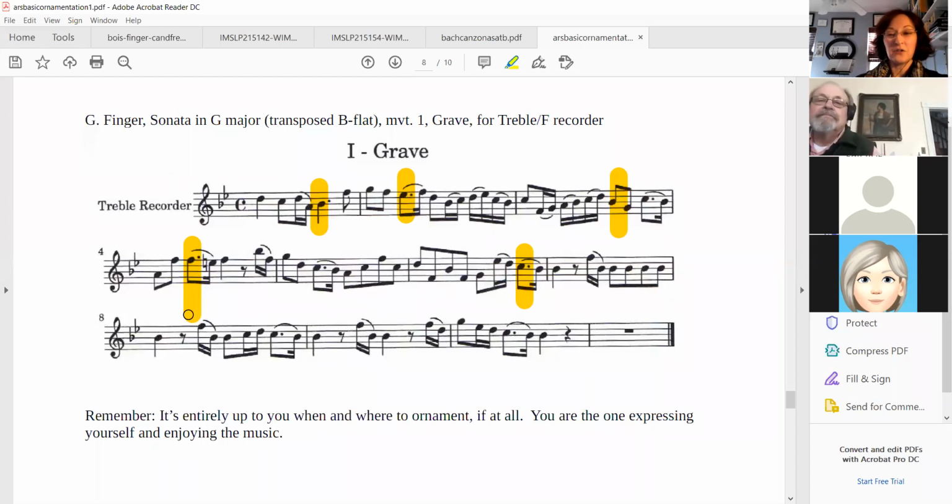Now, if I wanted to get fancier, I could fill in the intervals between the A and the F. Sure, I could do that. Let's see. So I could do that. I could definitely trill. I could do a couple things in that measure.